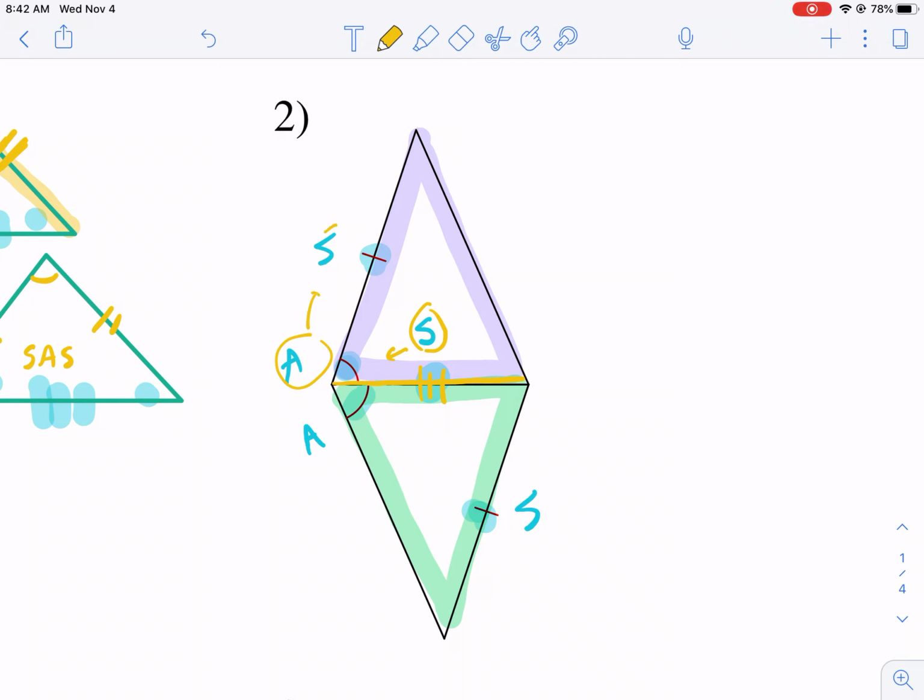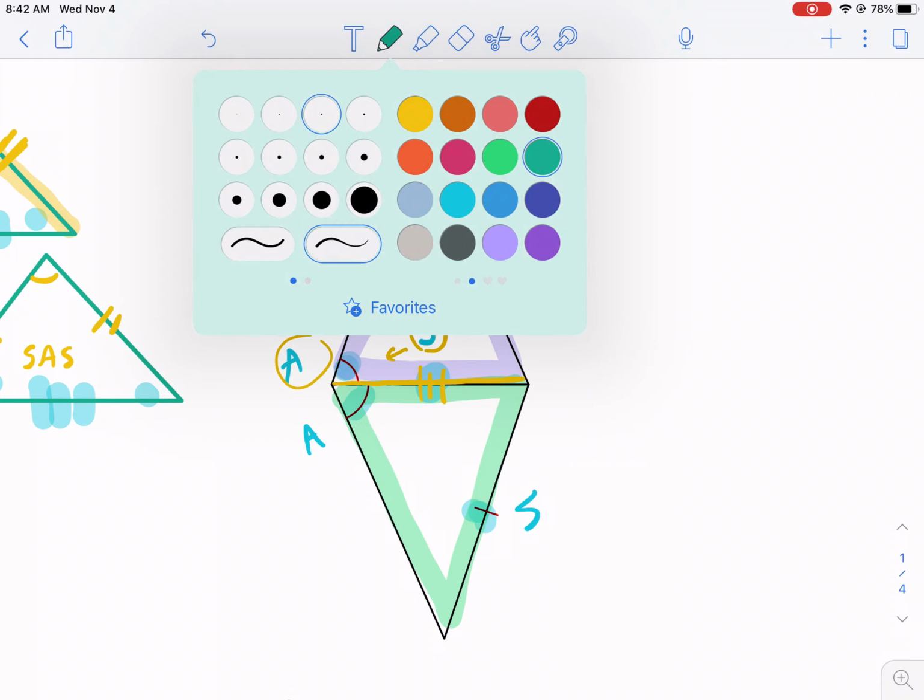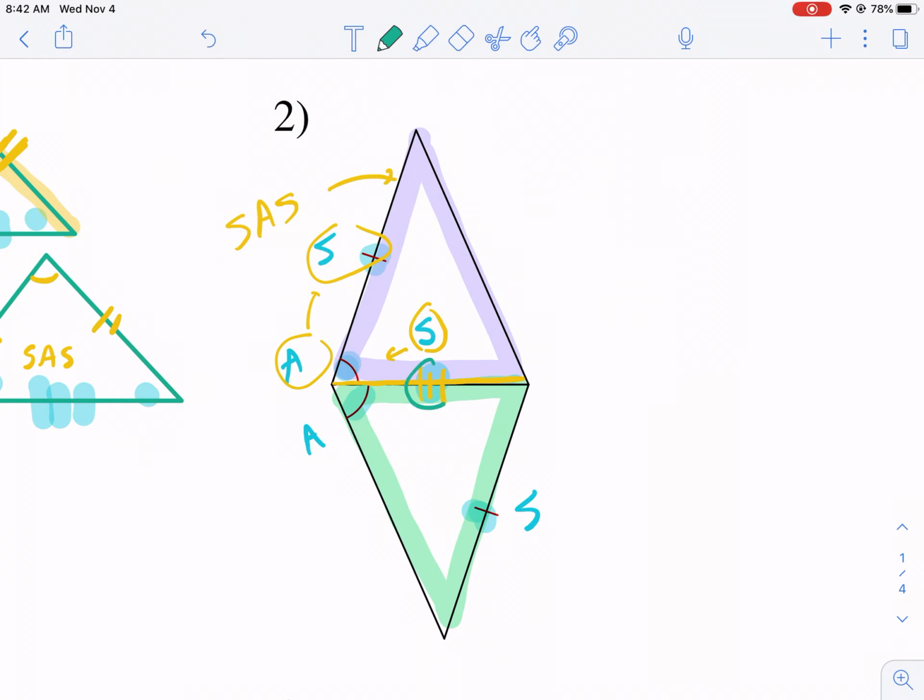And then I go here, and that's S. So this is going to be SAS for the purple triangle. Okay, now I'm going to start at the same given here for the green triangle. Let me change the color to like this dark green. So I'm going to start right here for the dark green triangle. That's S. Okay, oh, I forgot to label that for the green.